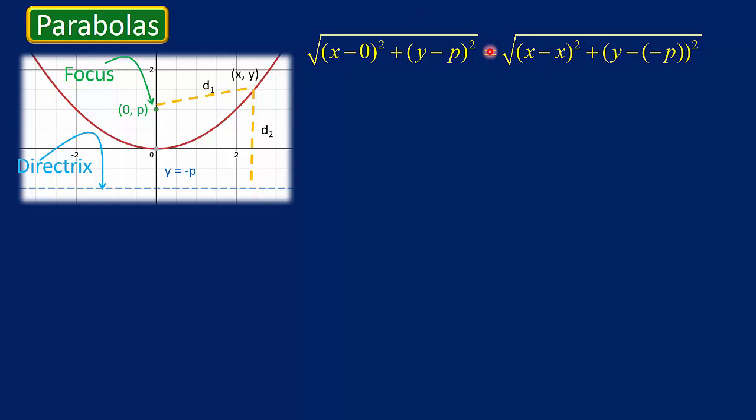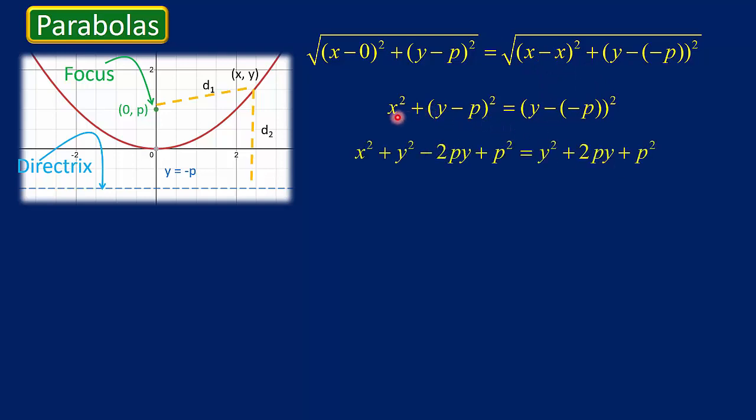Now, let me square both sides to get rid of that radical. That's all I did. And by the way, I just dropped this x minus x, that's just 0. Now let me multiply everything out here. I've got x squared, and then over here I've got x squared plus y squared minus 2py plus p squared. Then over here I multiply this out. Notice this is y plus p squared. And notice some things cancel. Look at these p squareds, they cancel. These y squareds, they cancel.